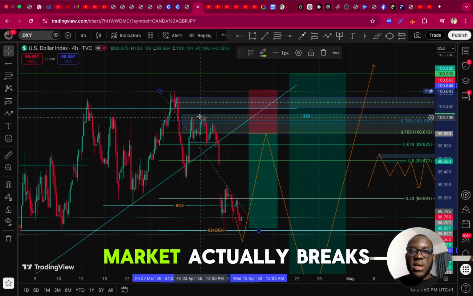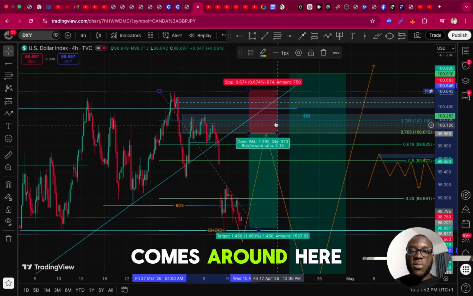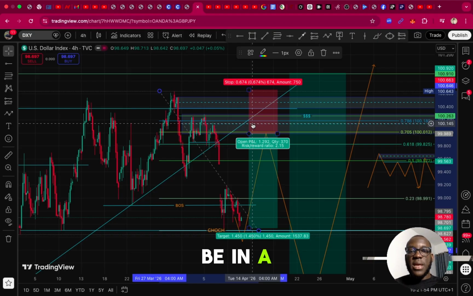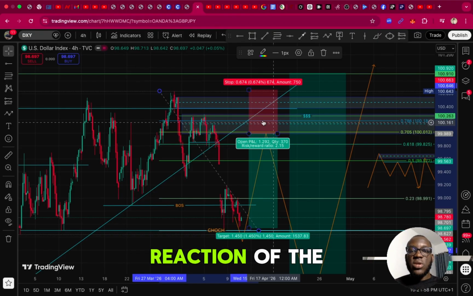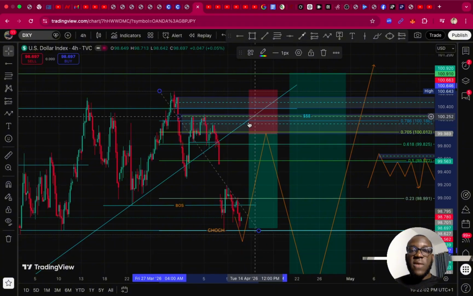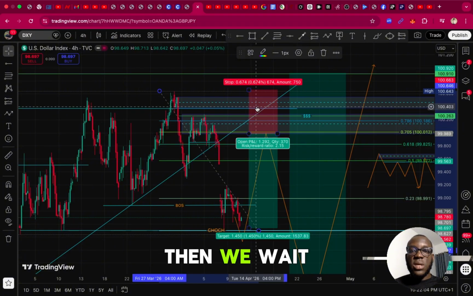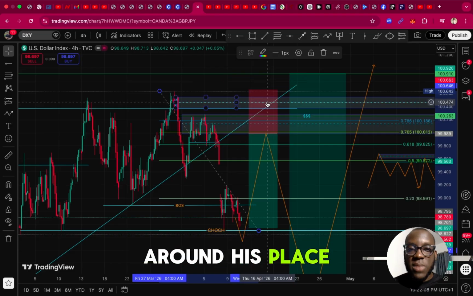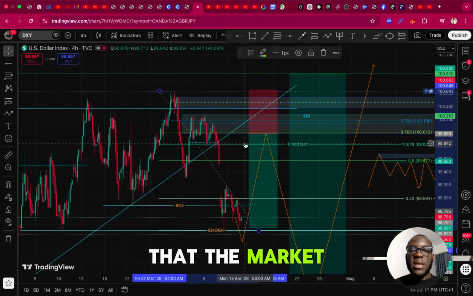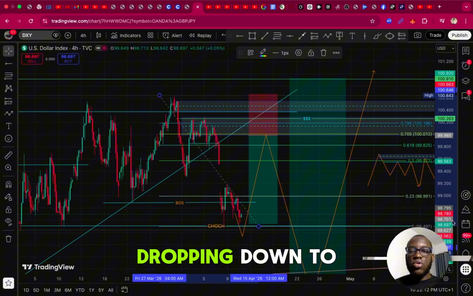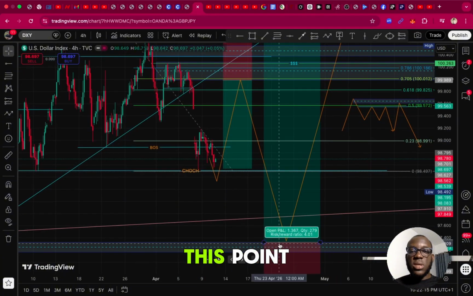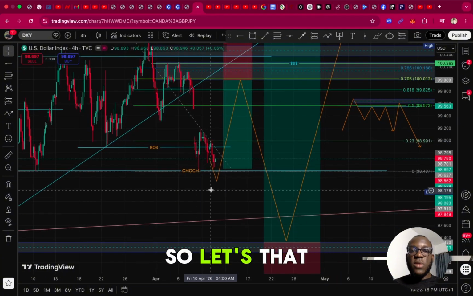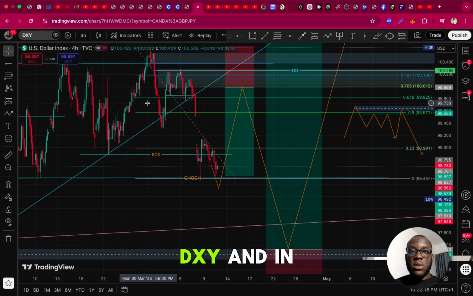So if the market actually breaks, if the market comes around here, we will not be in a haste to jump in, but we're gonna wait and see the reaction of the market around here. If nothing really happens, then we wait and see the next reaction around this place. But I know that the market is surely going to be dropping down to this point. So that is it for DXY.